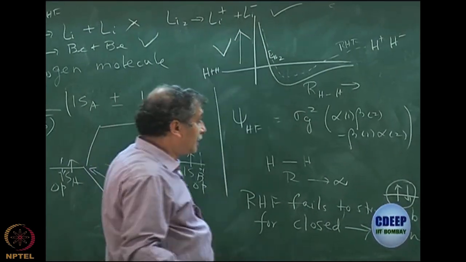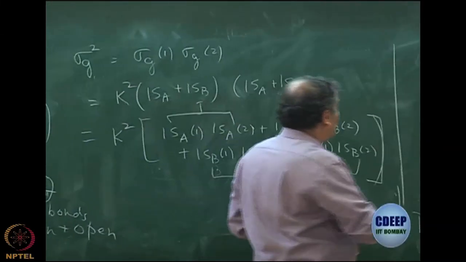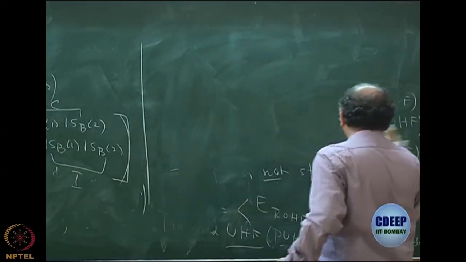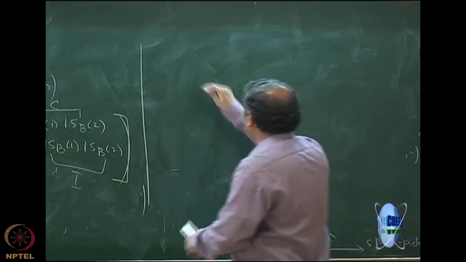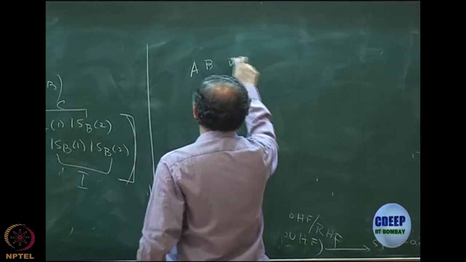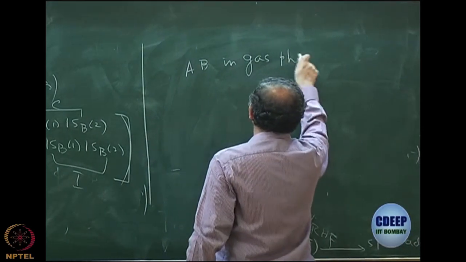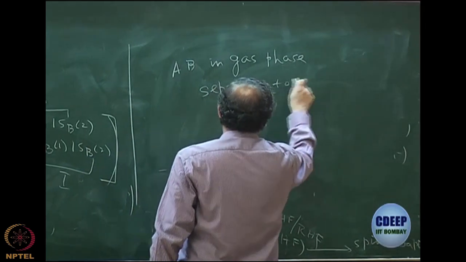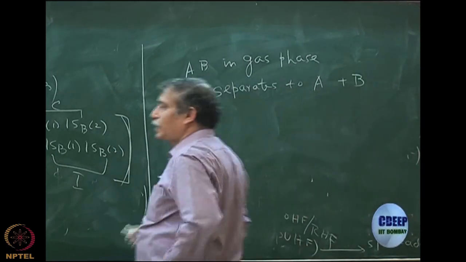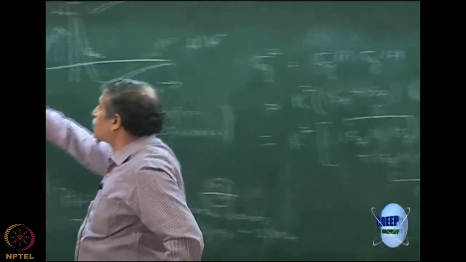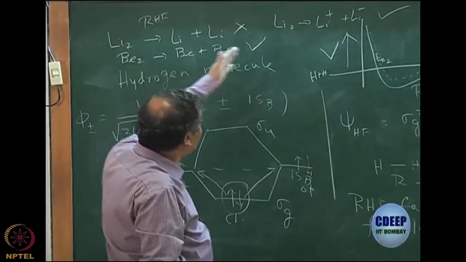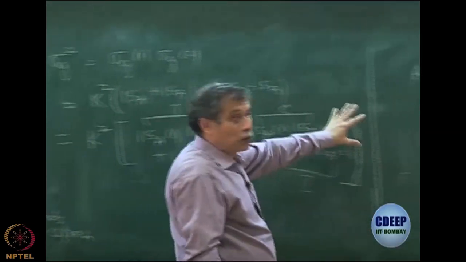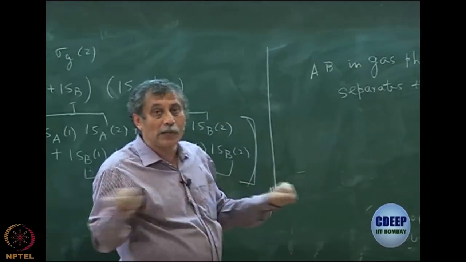I hope all of you know that any AB diatomic molecule, and I will come back tomorrow and discuss this more, there is a very nice theorem, and Mulliken actually said why, that any diatomic molecule, AB, in gas phase, remember everything that we are doing is gas phase, separates ground state into A plus B. Okay? So obviously, if I give choice, the ground state will be Li plus Li, so it cannot do. But if I want an excited state, then maybe RHF will be able to do. But that's really not what happens. I hope all of you know this, that any diatomic molecule in gas phase always separates into A plus B.